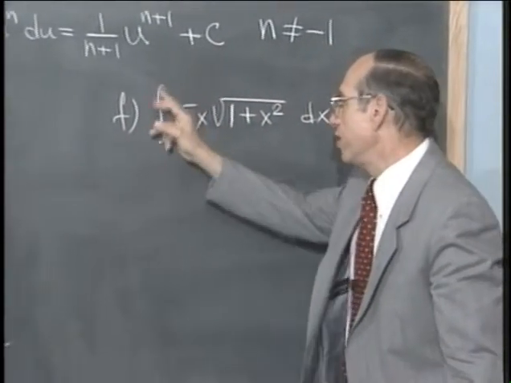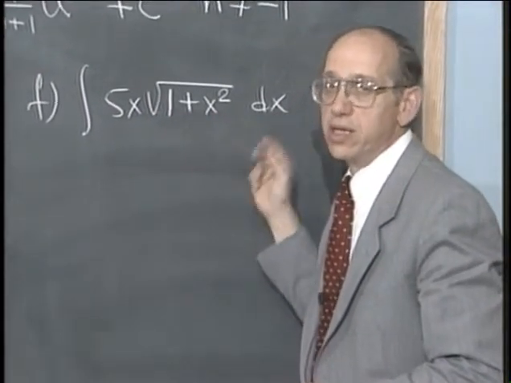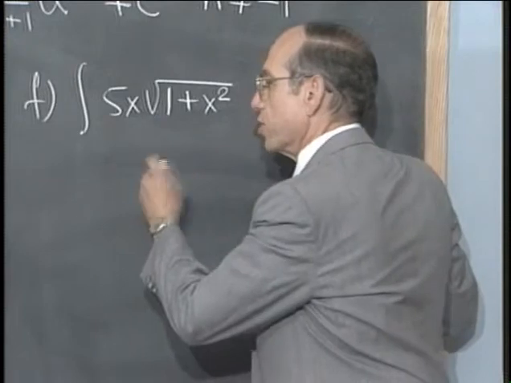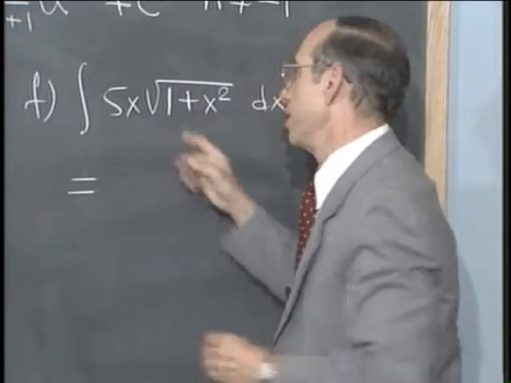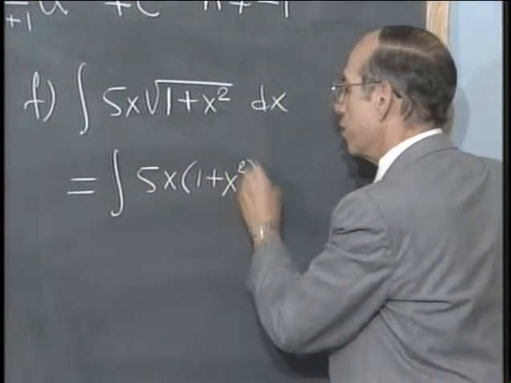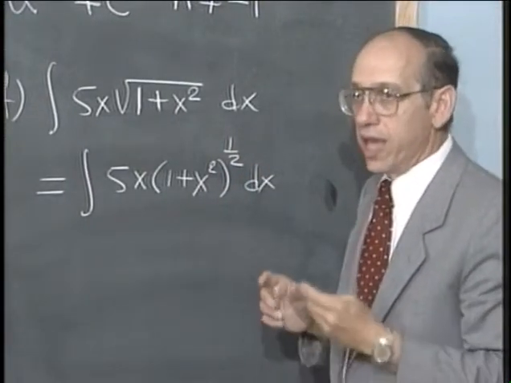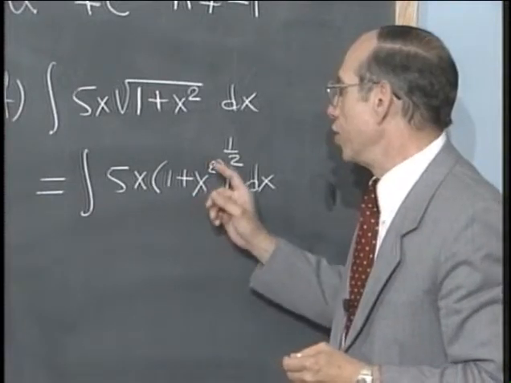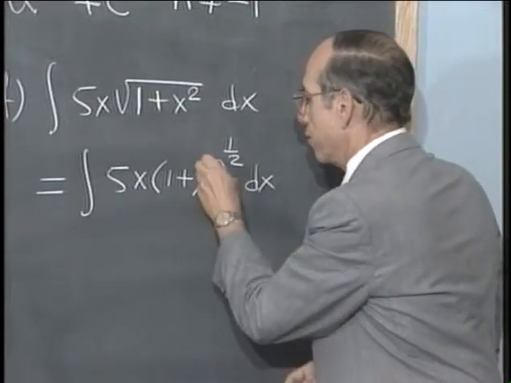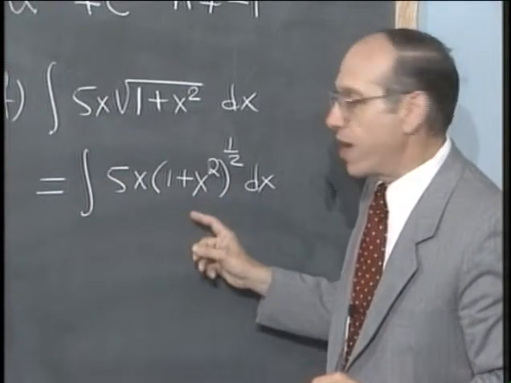In part F, we have the integral of 5x times the square root of 1 plus x squared dx. Well, again, the first thing we're going to do is get rid of that square root sign. So I'm going to rewrite this as the integral of 5x times 1 plus x squared to the 1/2 power times dx. Again, I would like this to be in the form u to the nth power times du.